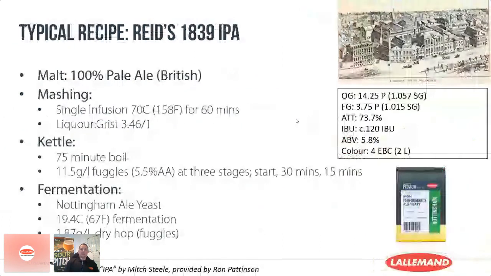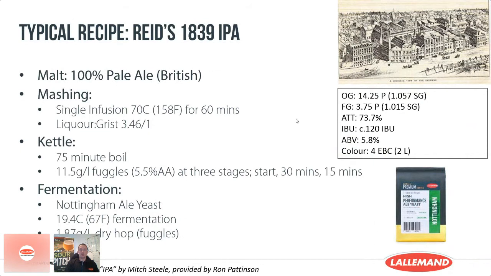So let's have a look at a typical recipe for this period. I mean, there are many examples that have been cited, but I wanted to focus on Reid's IPA, and this is from 1839. Hopefully you can see on screen, I've referenced and cited this as being from IPA, a fantastic book by Mitch Steele. Here we are, if you can see it on screen. And this recipe was provided by Ron Patterson. So let's just have a look at a few details of the recipe.